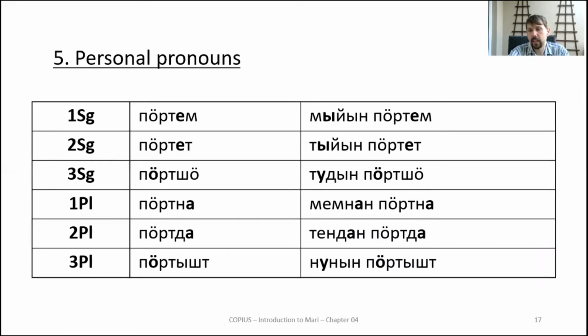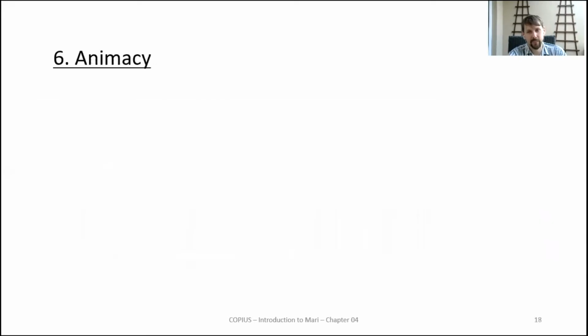We also see how the usage of personal pronouns in possessive constructions, like if I say my house, is optional. You can say million per tem, but usually you just say per tem for my house. You'd only use million, my, in it if you are marking a contrast, like, well, my house doesn't look like that, or so.